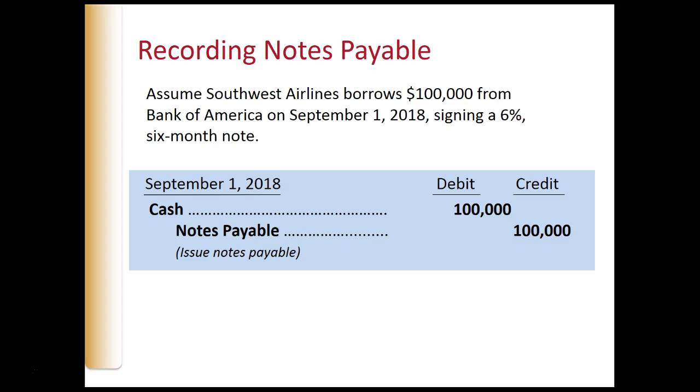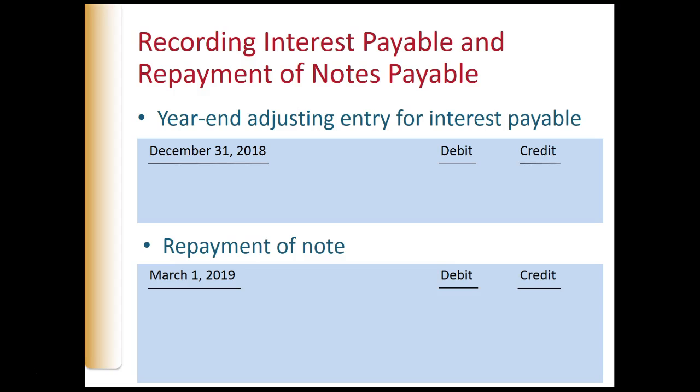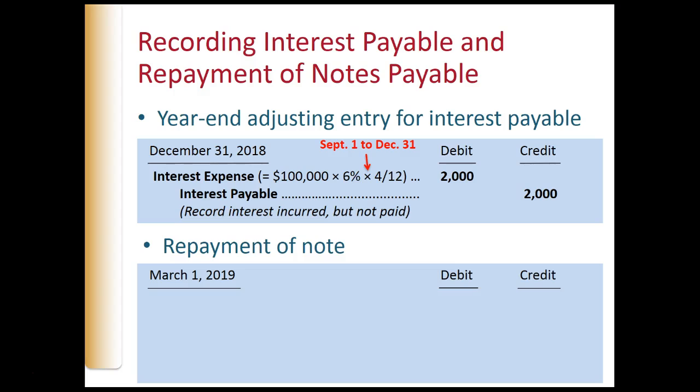On September 1st, 2018, Southwest will receive $100,000 in cash and record this entry: a debit to cash of $100,000, a credit to notes payable of $100,000. However, if Southwest's reporting period ends on December 31st, 2018, the company wouldn't wait until March 1st, 2019 to record interest.